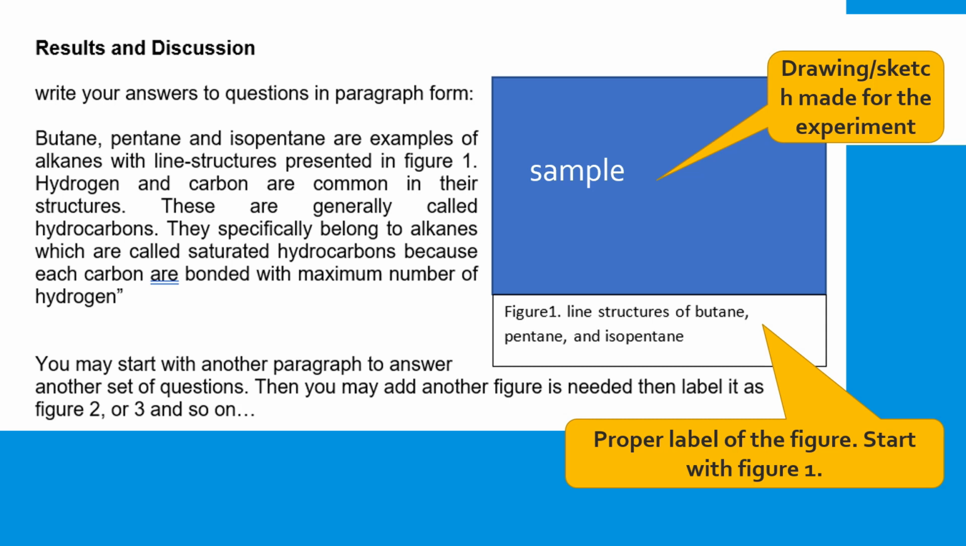So, sasagutin niya siya ng, hydrogen and carbon are common in their structures, and they are generally called hydrocarbons. They specifically belong to alkane group, which are called saturated hydrocarbons because each carbon is bonded with maximum numbers of hydrogen. So yun. Those sentences in this paragraph answers a set of questions na nandun sa activity nyo. So ganun lang gagawin.